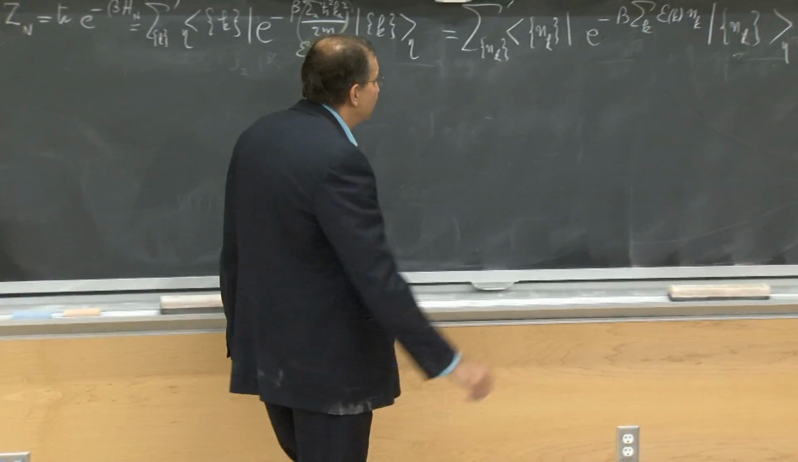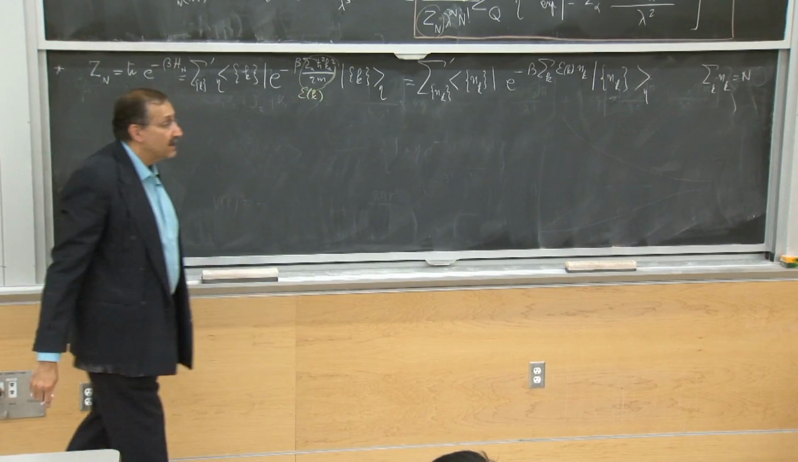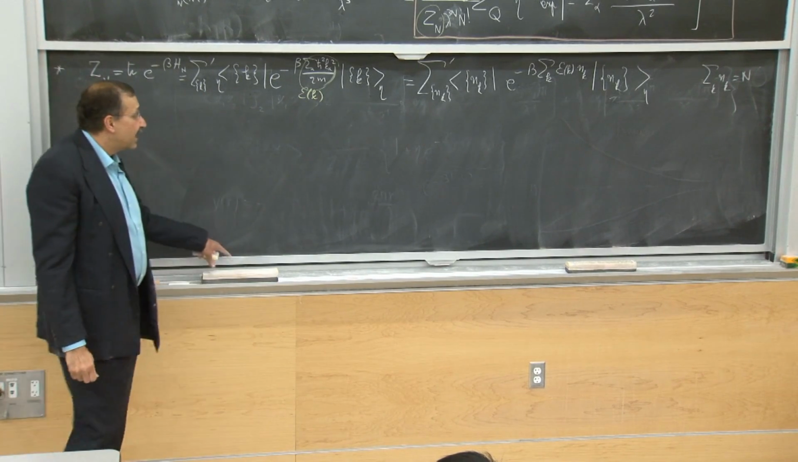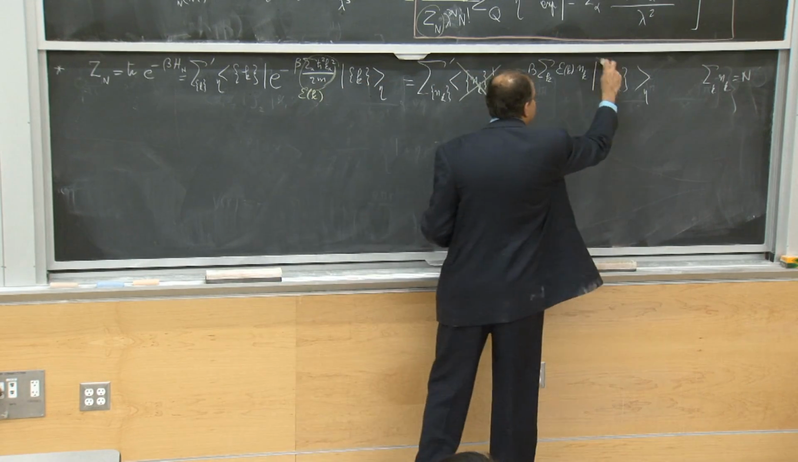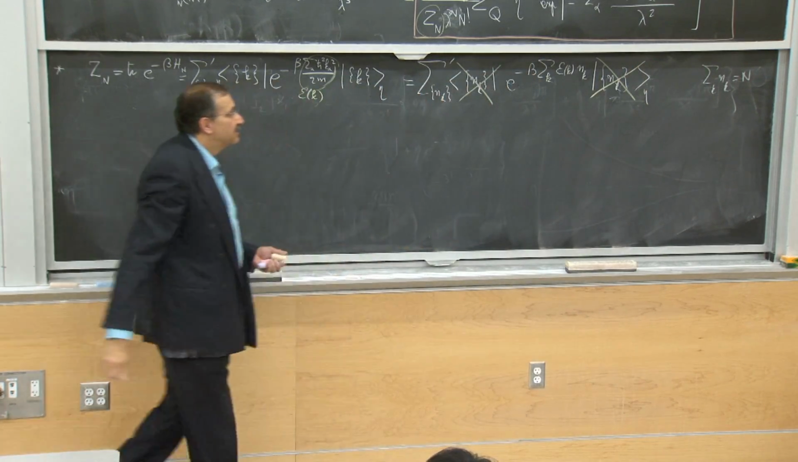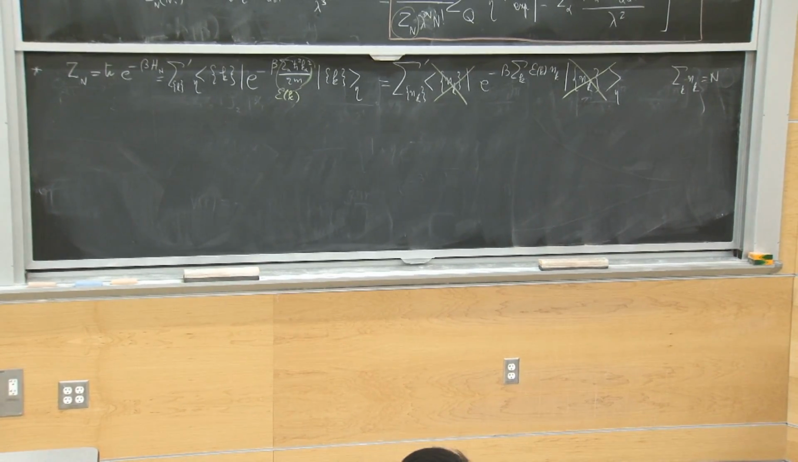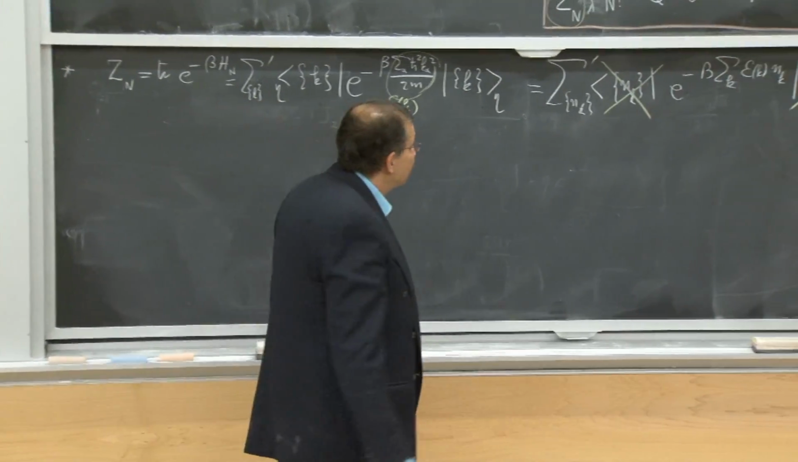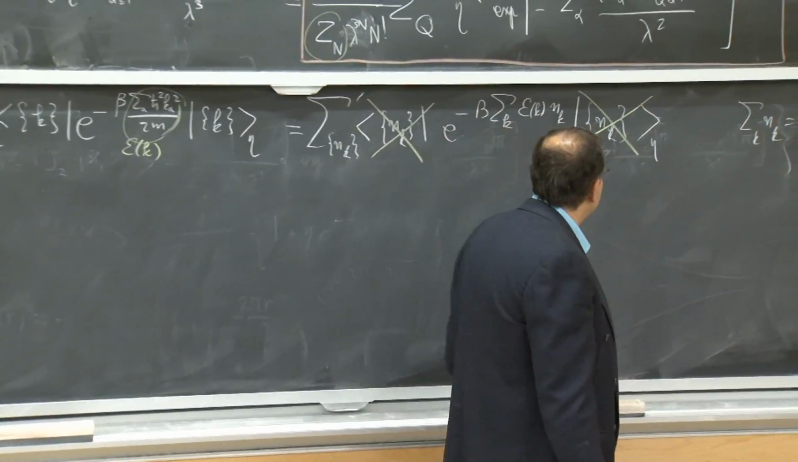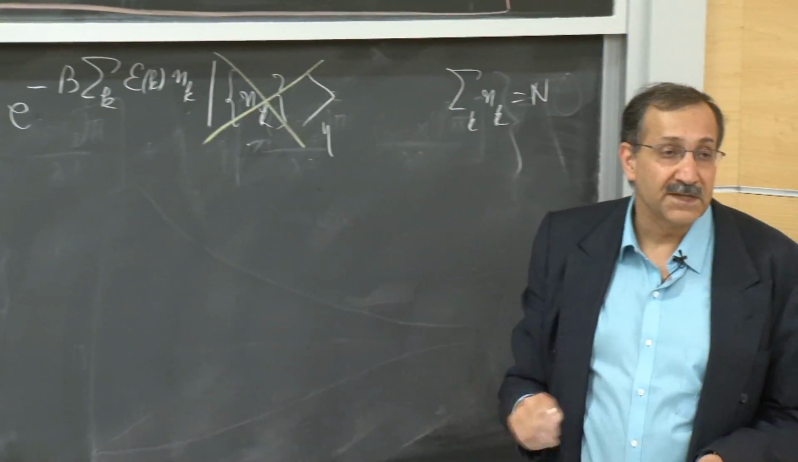Actually, I can remove this, because in this basis, e to the minus beta h is diagonal, really. So I can basically remove these entities, and I'm just summing a bunch of exponentials. So that is good, because I should be able to do for each nk a sum of e to something nk.